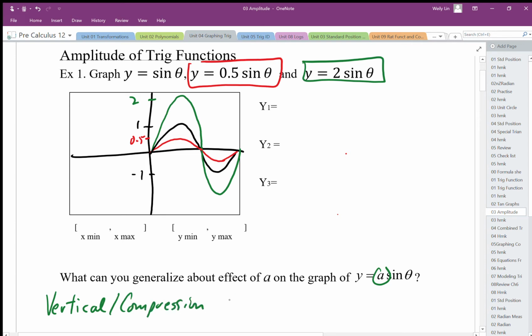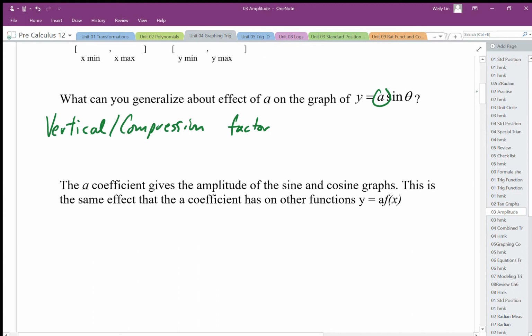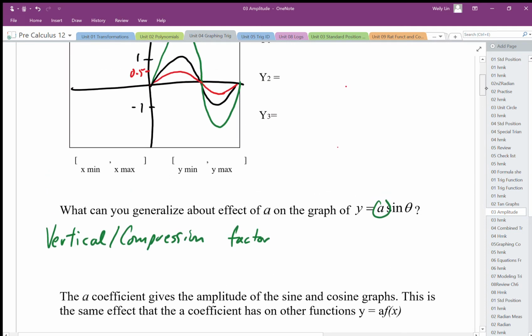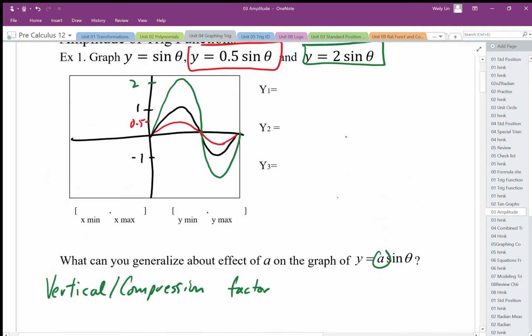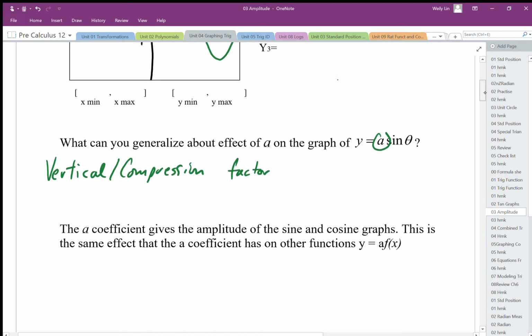We also know that that also will affect the orientation, so vertical flip. It will also do a vertical flip if the A is negative. So the A coefficient is an expansion compression factor, but it also indicates the amplitude of the sine and cosine function. Okay, because that is a convenient way just to see, oh, my amplitude starts at 1. That multiplier will compress or expand from 1, so essentially that multiplier is our amplitude.